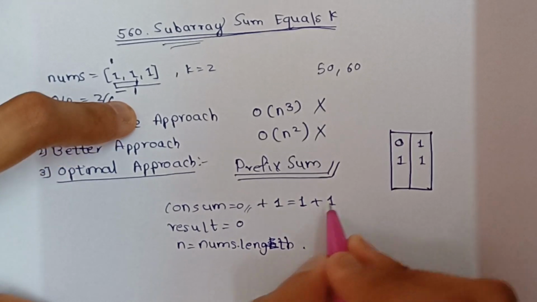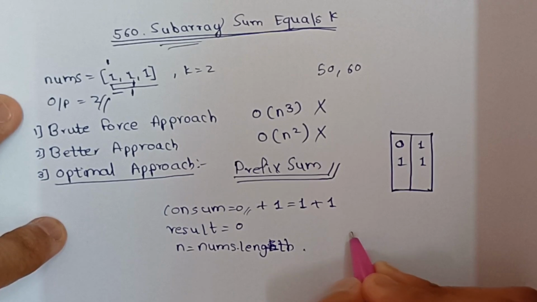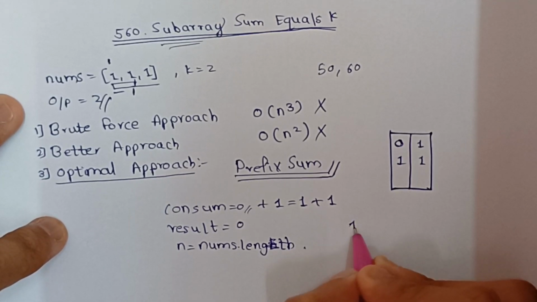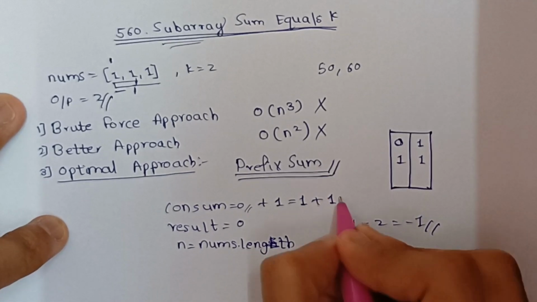Sorry, I forgot to explain this step. Consecutive sum minus k, we have to take consecutive sum minus k. K is here 2, this is minus 1. Minus 1 is not in the hash map. Now our consecutive term is 2.